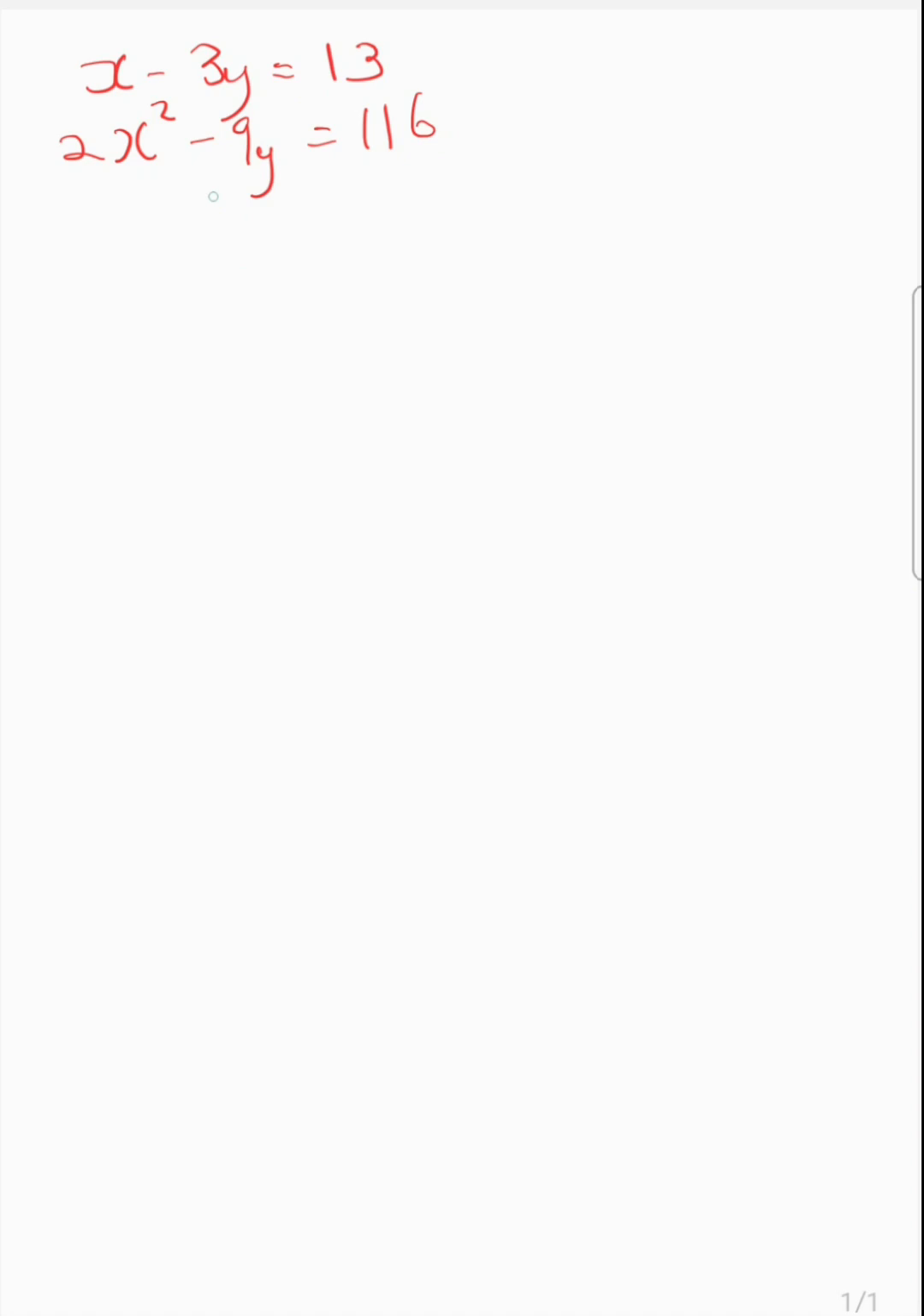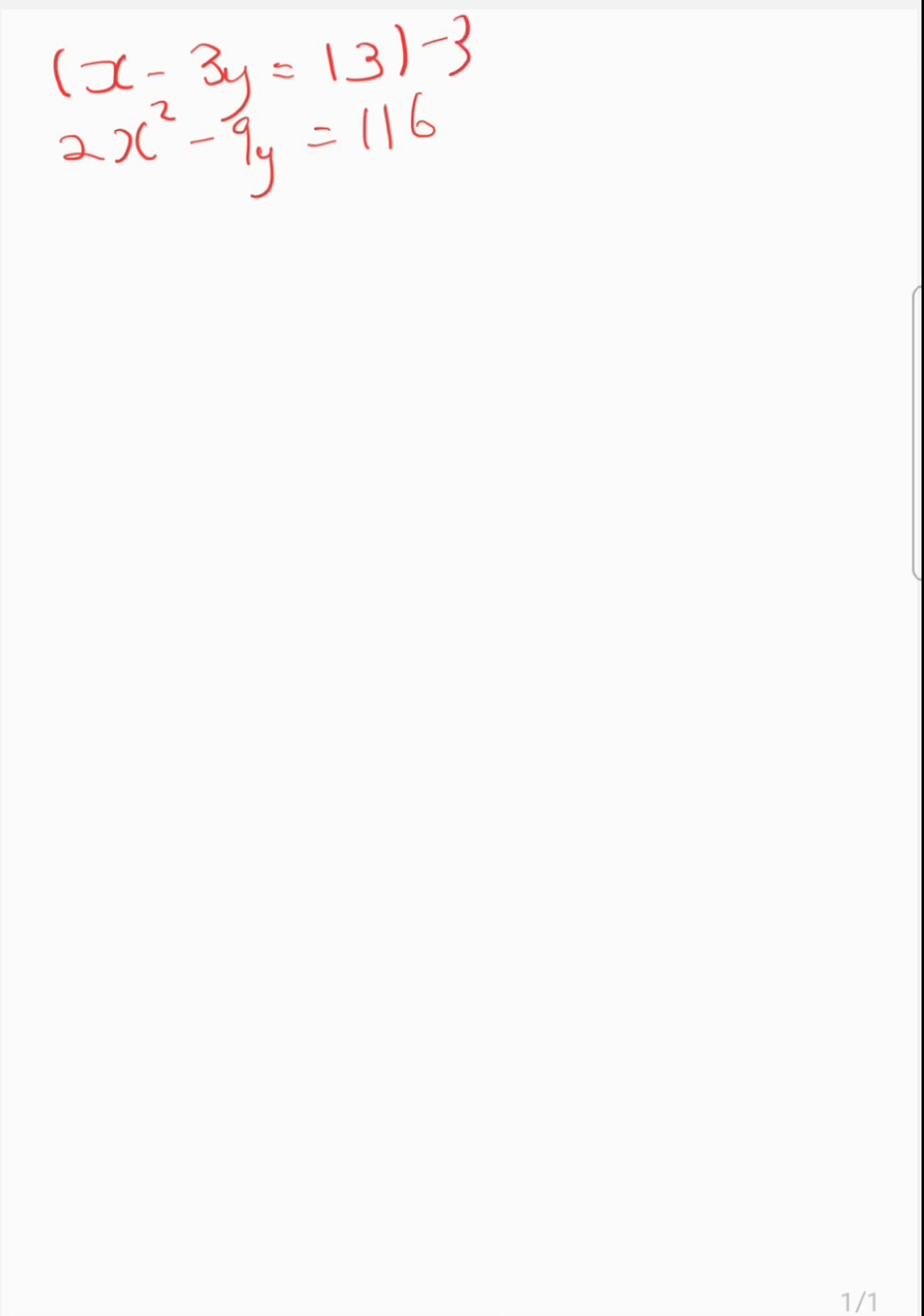When using elimination, you always want to make sure that the other terms are opposite of each other. For example, here we have minus 9y on the bottom. We want to make sure that on top we have plus 9y, so that when we add them, they cancel out. So what should we do on top to get plus 9y? We simply multiply our equation on top by minus 3.